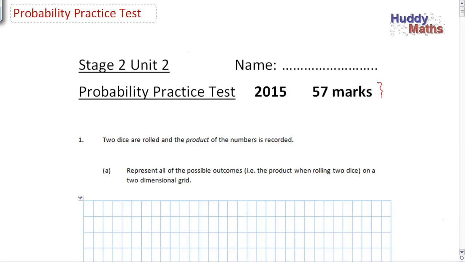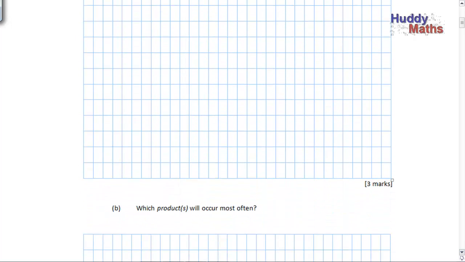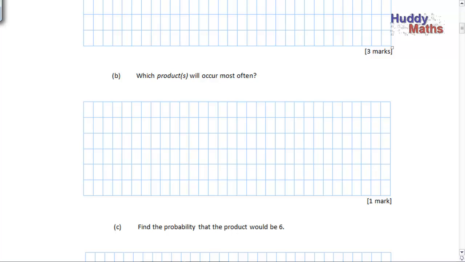Right, here's the first question. Pause it, read it, have a go. Let's come down now to part B. Which products will occur most often? You can pause it and do it at your own rate. 1 mark is just over a minute's worth of work.